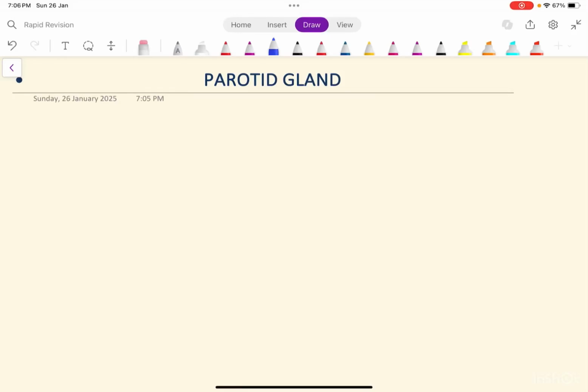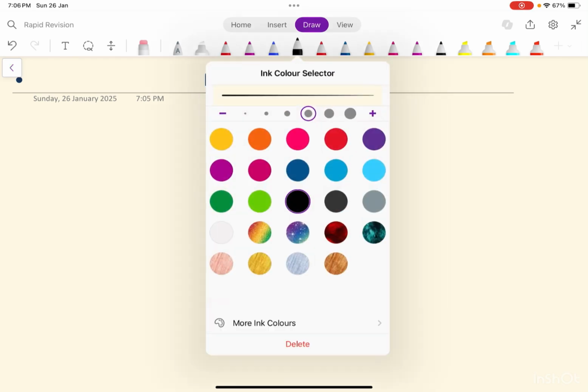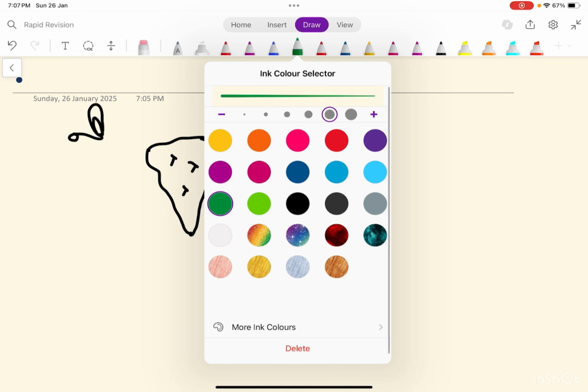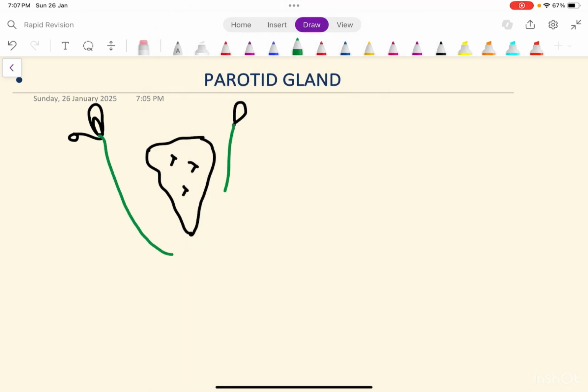In this video, I will be discussing around 3 diagrams of parotid gland that help to solve most of the MCQs that come from parotid gland. So first of all, let's just understand what I've drawn.